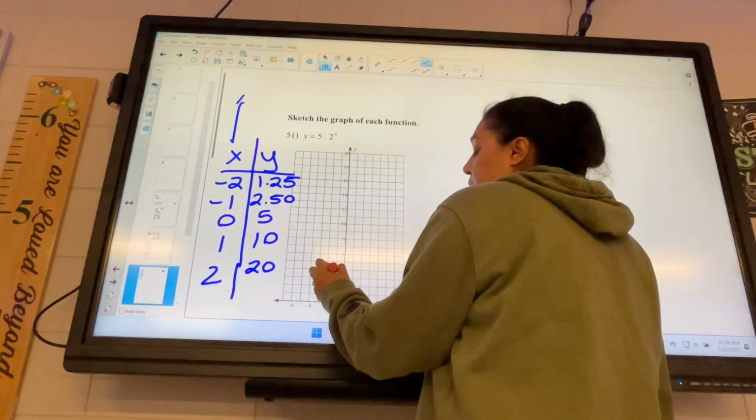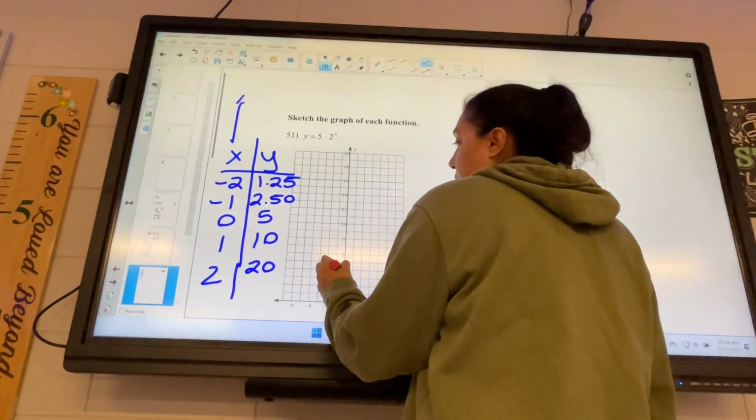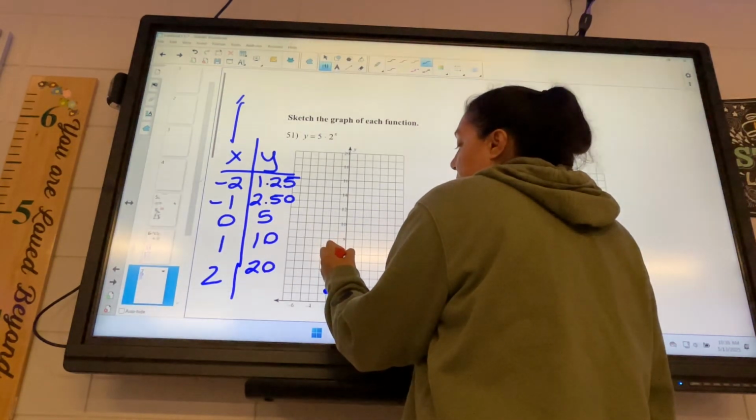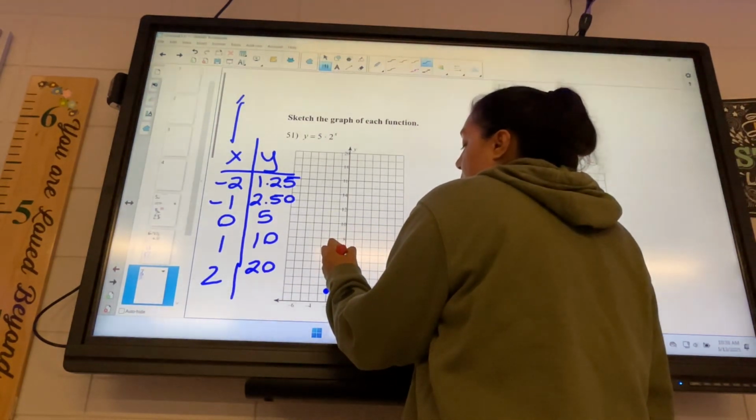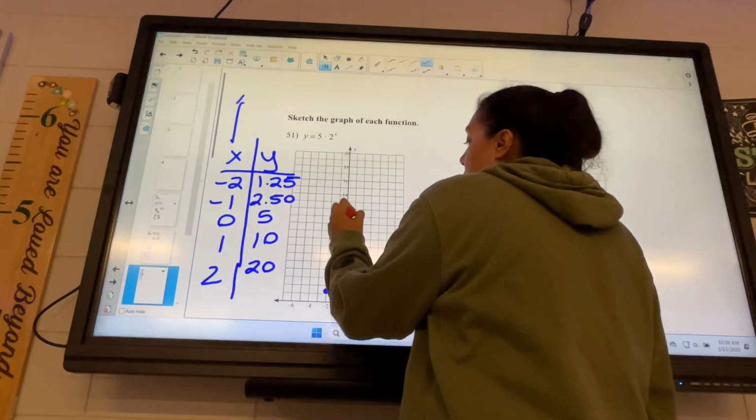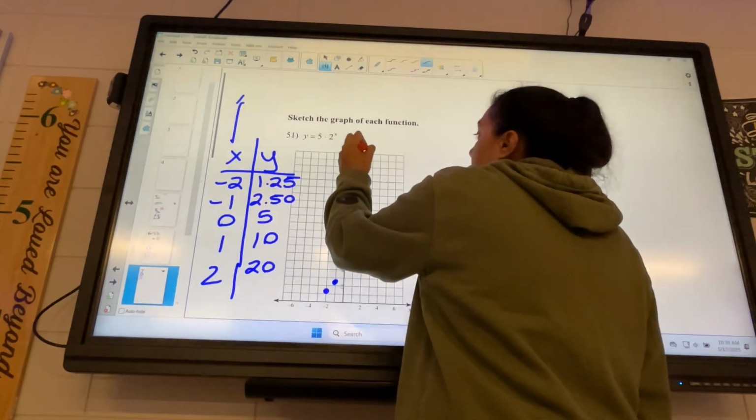250. Then you're gonna go over 1 to the right and go up to what? 5. Go over 1 again and go up to 10. Go over 1 again and go up to 20.